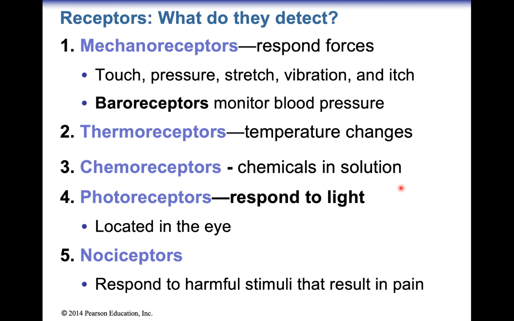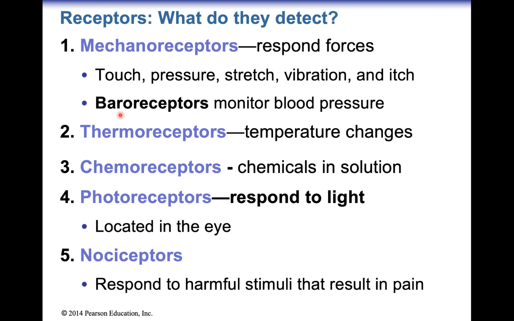Now, the one type of mechanoreceptor I want to give you the name for is called a baroreceptor. Baroreceptors start with the prefix baro. If you know what a barometer does, a barometer is a measuring tool that measures pressure. So baroreceptors are going to be receptors that monitor blood pressure. Where do you think baroreceptors are going to be found? Baroreceptors are found in your heart and your blood vessels.